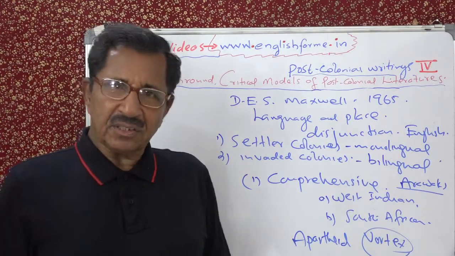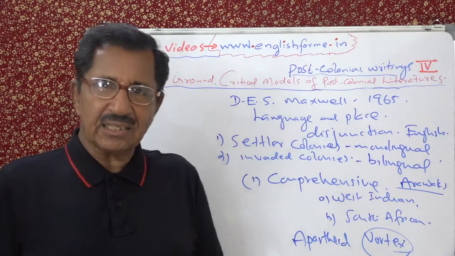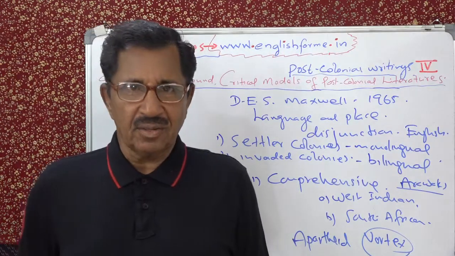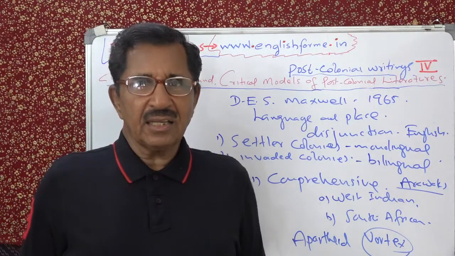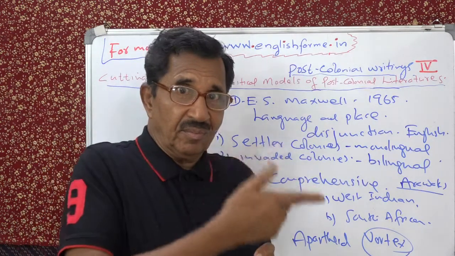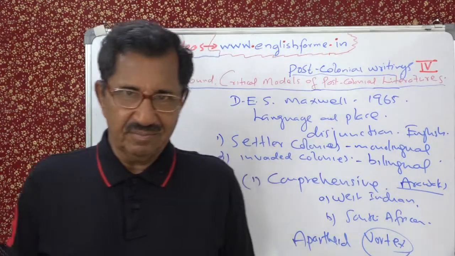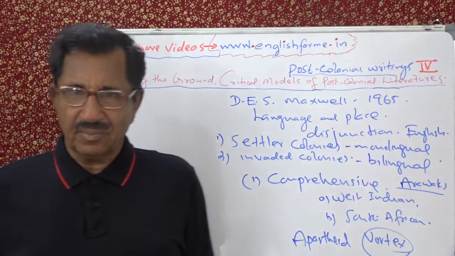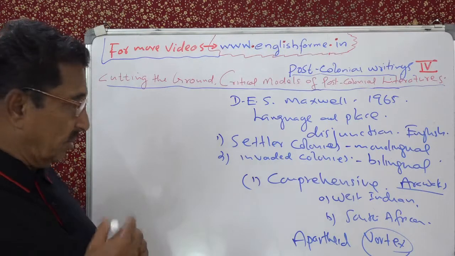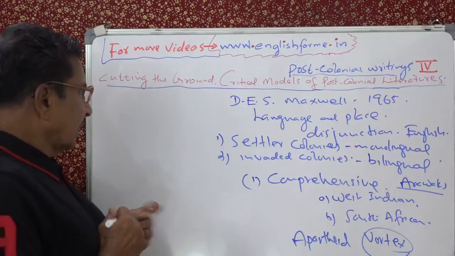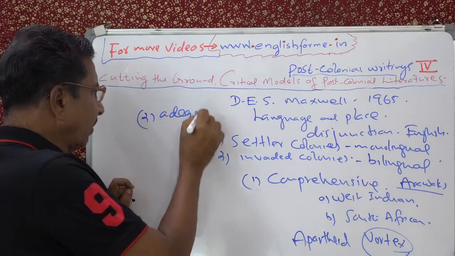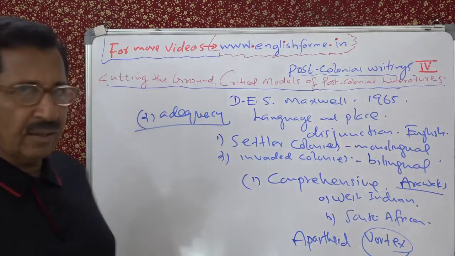Therefore, the first point of criticism that is raised against D.E.S. Maxwell's model is that it is not sufficiently comprehensive. It means the West Indian and the South Africans are outside this language place model, because it is not as simple as that. The language and place model is not that simple. A second and very important point, in fact affecting all languages, is the question of adequacy of a language when it is transplanted to another place.